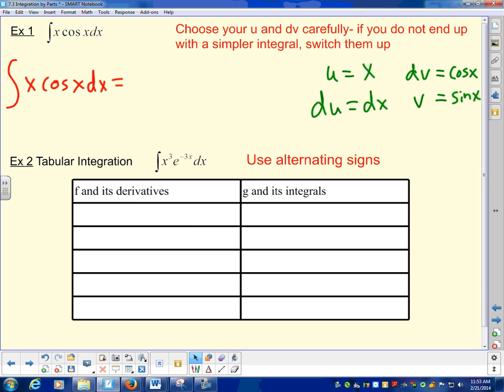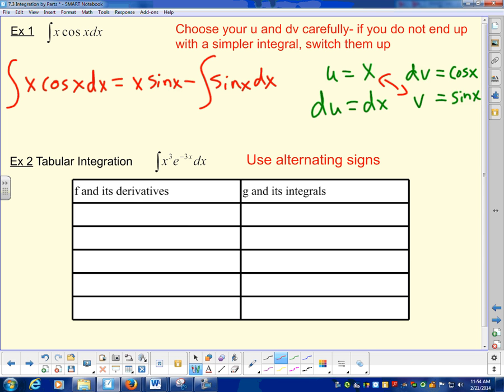So according to the formula, you take the product of u times v. You'll see u and v right here on the diagonal of this little 2x2 table. So u times v would be x sine of x minus the integral of, so it's u times v minus the integral of v du. So v is sine of x, and du is just dx. Do you see what happened to our original integral here when we applied the formula to it?